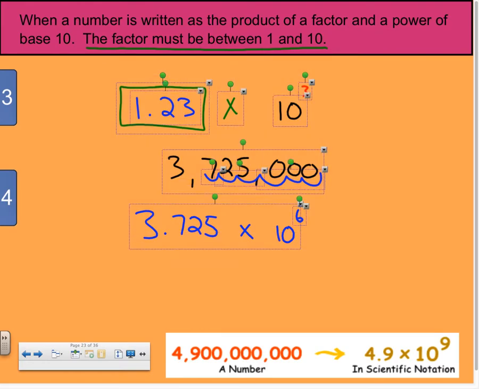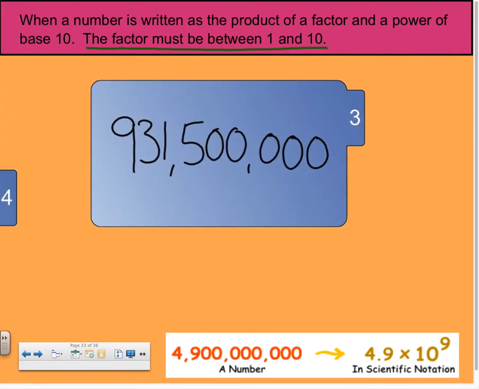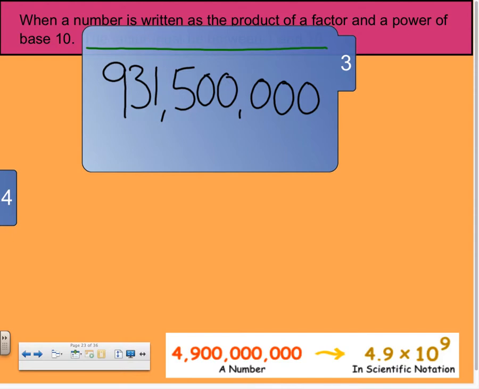Let's do another example. I've got 931,500,000. Okay? Now, my decimal point is here at the end. I'm going to move 1, 2, 3, 4, 5, 6, 7, 8 times. All right? If I move it right here, then my new decimal will be 9.315. Now, I've got to multiply that by a base of 10, and I have to determine what my exponent is going to be. Well, I know that it's going to be 8 because I moved it 8 times. The question is positive or negative.